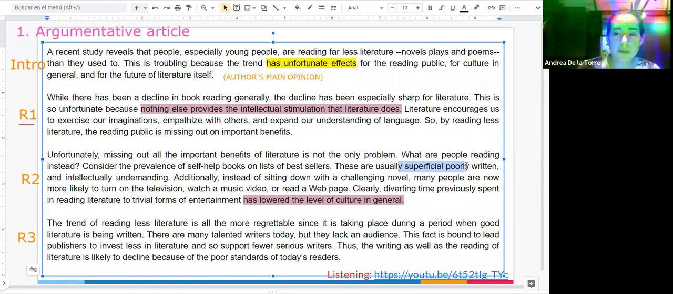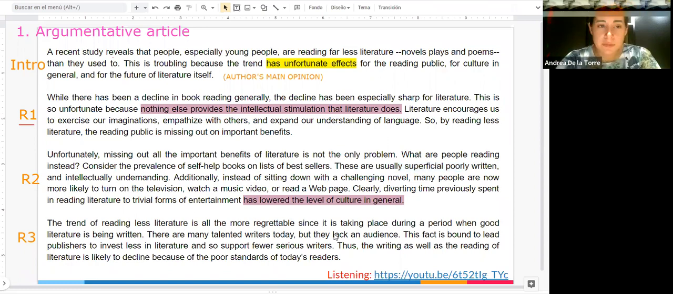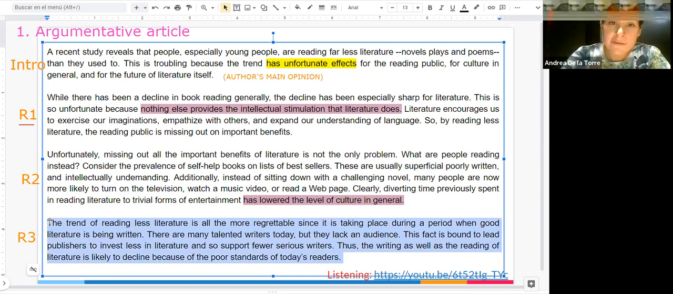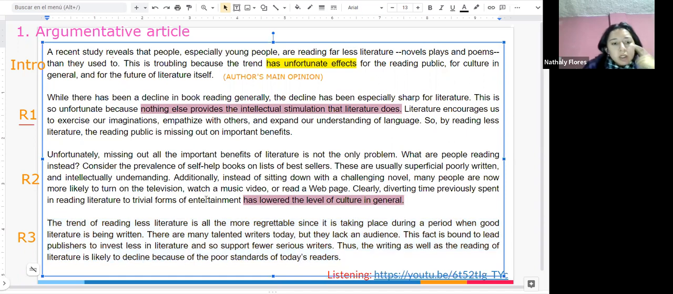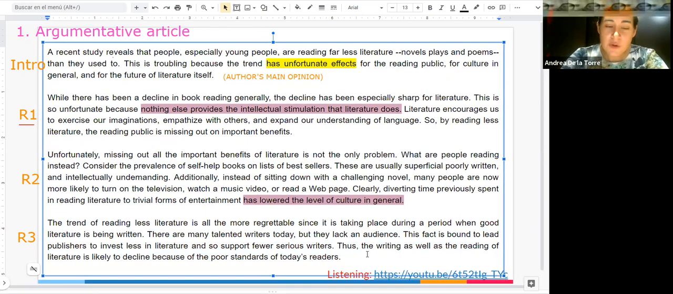Okay? Do you guys agree with me? Yes? Okay. Now, what about the third reason? What is this third reason? What's another reason why it is so sad that people are not reading literature anymore? Is the writing as well as the reading of literature is likely to decline? Exactly, great. So everything comes down to that, right?